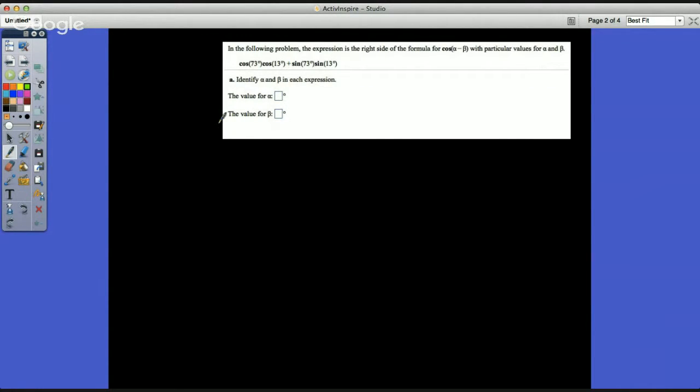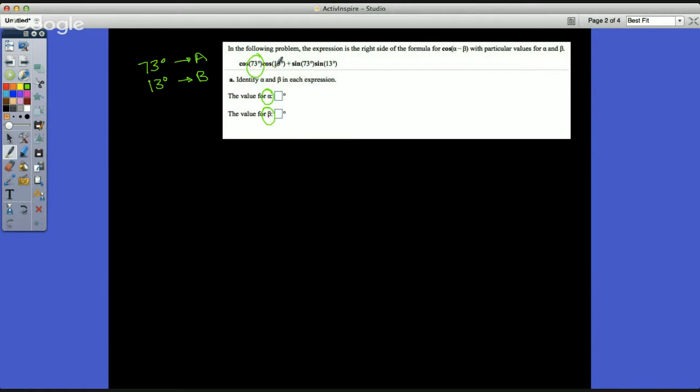Número dos. All right, with this one, cosine of 73, cosine of 13, plus sine of 73, sine of 13. The first thing we need to know is what is the value of the first value. Now, it's like alpha, I think it's like a Greek symbol right there. But basically, what is the A? We know the A is going to be 73 degrees, and the B would be 13 degrees, right? So this is our B, this is our A. All right, we got it there.